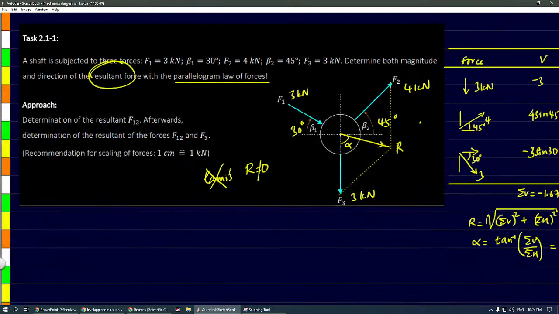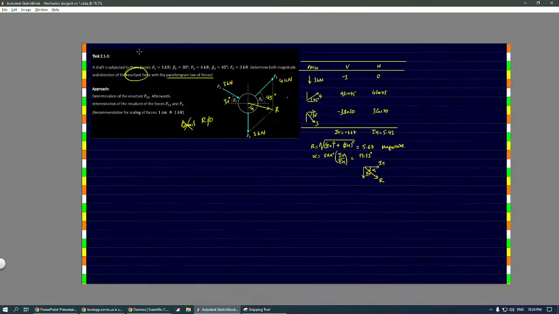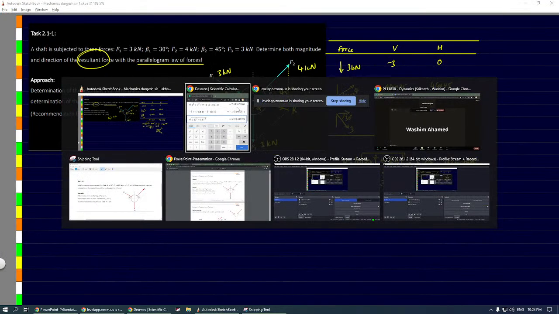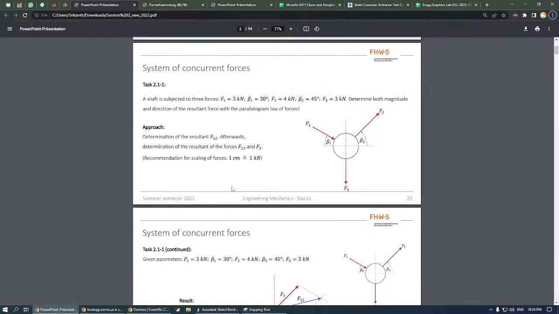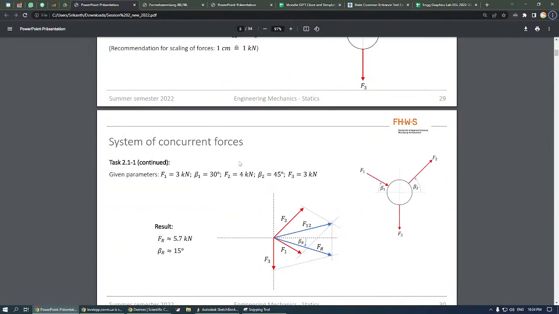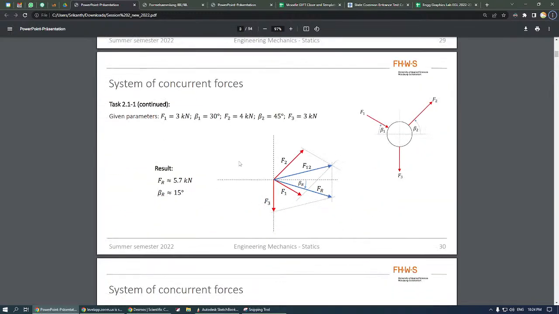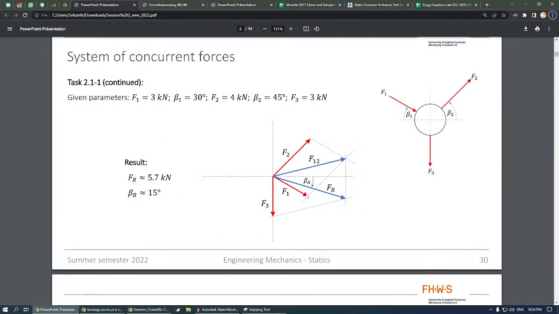If we use the parallelogram law, it will be very tough. This is the easiest method we can use. I don't know why he kept the parallelogram law. Maybe if he cuts marks for using a different method, it will be a problem. Confirm with your lecturer whether you can use any method. The answer will be the same, 5.7, but here he is using the parallelogram method.